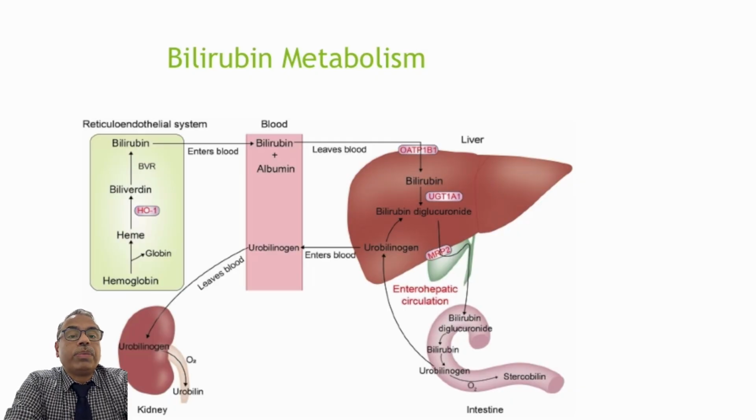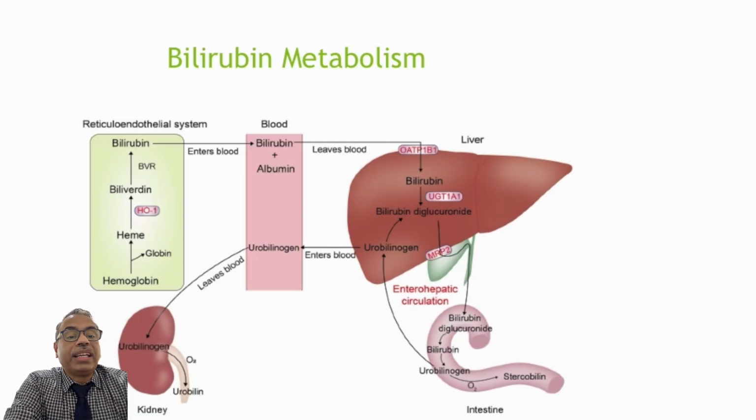This bilirubin diglucuronide basically goes into the gut in the second part of the duodenum. And here the diglucuronide component is separated from the bilirubin, and this bilirubin is converted into urobilinogen, and this conversion is facilitated by the microbial flora which is present within the gut.